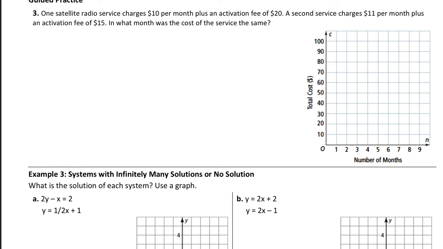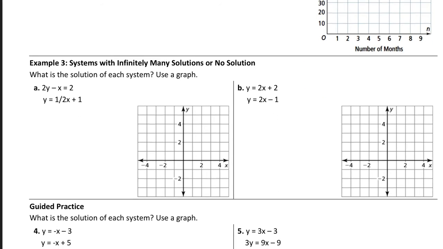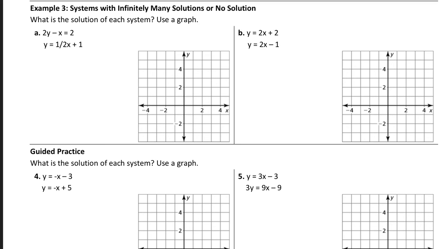So again, I'm going to save the guided practice for next time. I'm just going to go through example 3 and the guided practice as well. You can skip that for now. We can come back to that later. But I just want to get through these so that we can be able to solve some of these equations with different types of solutions. So in example 3, we're going to find equations that have infinitely many or no solutions.